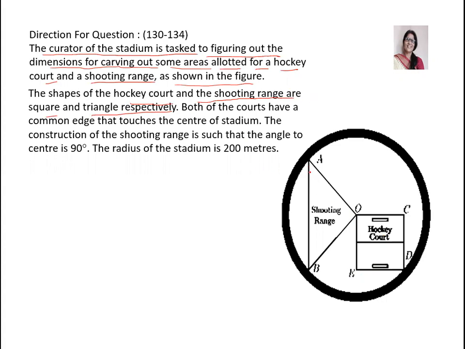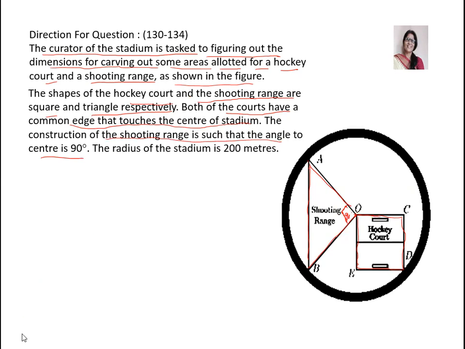And this AOB is the shooting range. This triangle is the shooting range and the square is your hockey court. Inside the stadium, these two portions are given. And both have a common edge and touch at the center of the stadium. They are touching at the center of the stadium. The angle at the center in the shooting range is given as 90 degree.